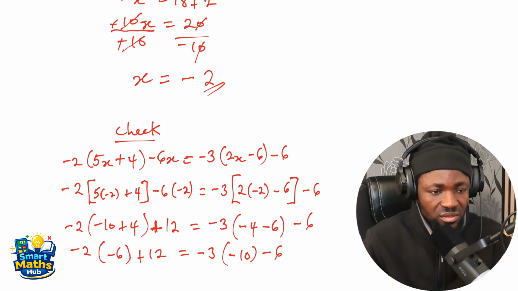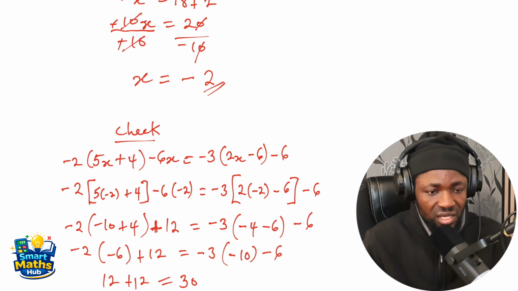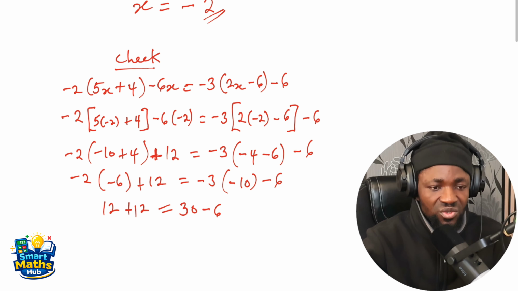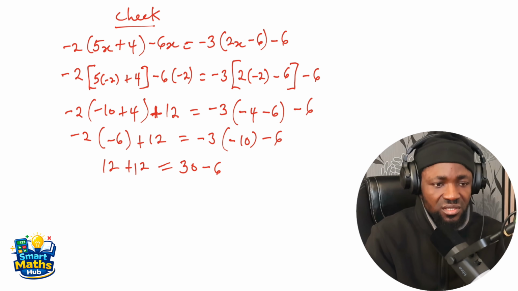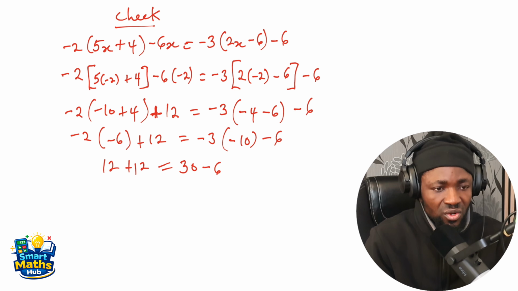Minus times minus, we have plus. 2 times 6, we have 12 plus 12. 12 plus 12 equals to, minus times minus 3. 3 times 10, we have 30. 30 minus 6. What do we have so far? 30 minus 6, so we have 24 here equals to, here 30 minus 6, we have 24.